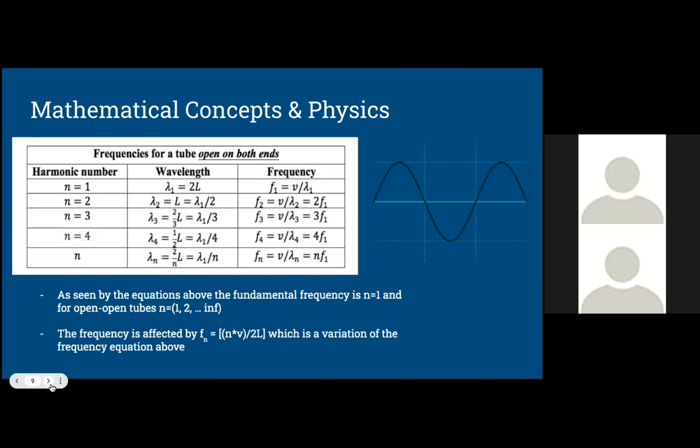Regarding the math behind the physics concepts is this table. n corresponds to the number of nodes present in the tube. As seen by the equation, the fundamental frequency is n equals 1, and for open tubes, n equals 1 and any integer to infinity. As seen by the wavelength equation, if L is kept constant, the larger n is, the smaller the wavelength. The frequency is affected by the equation shown at this point, which is frequency equals n times the velocity over 2L, which is a variation of the frequency equation in the chart. As n increases, frequency increases as well.